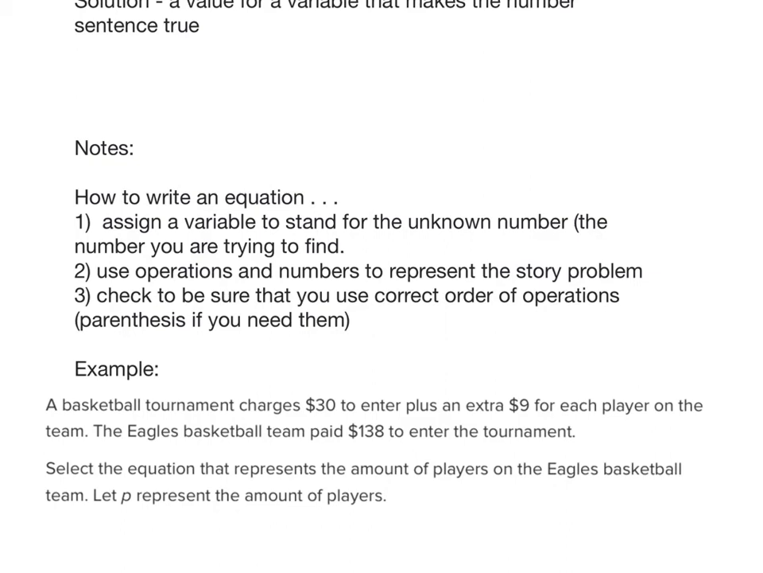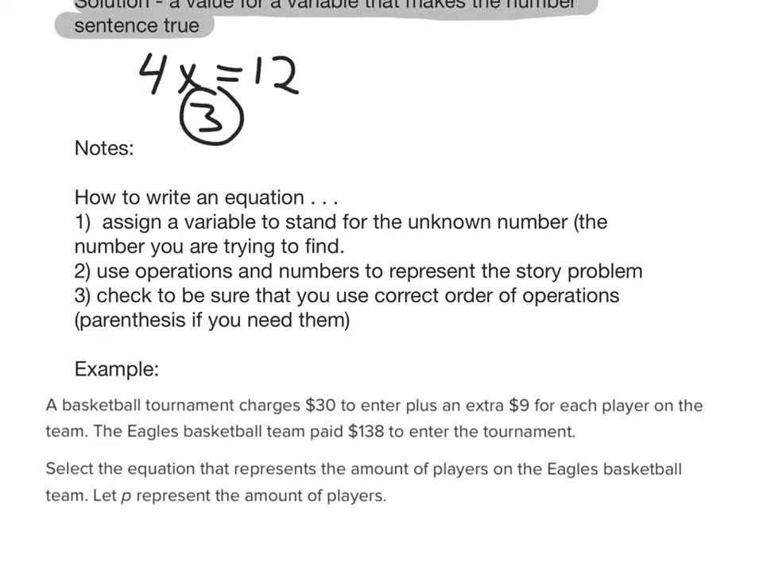Here we go. 6.EE.6, learning target: writing equations with variables to solve problems. So our vocabulary word is "solution," which is a value for a variable that makes the number sentence true. For instance, if you have a number sentence like 4x equals 12, 3 would be the solution. There's only one solution there.